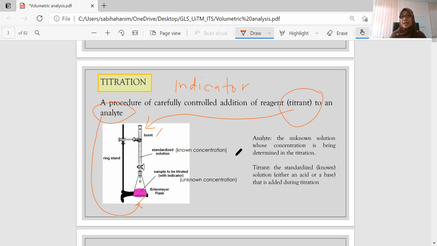So how about the titrant? The titrant is actually the standardized solution, either acid or base. So normally for the titrant, we know the concentration, right? Okay.